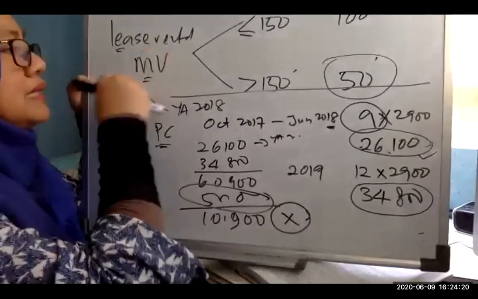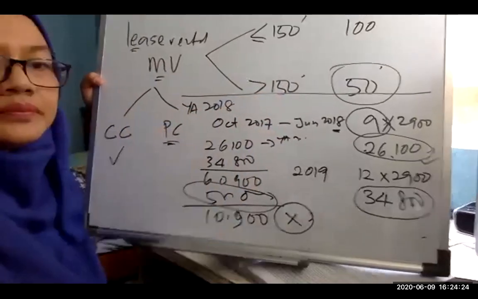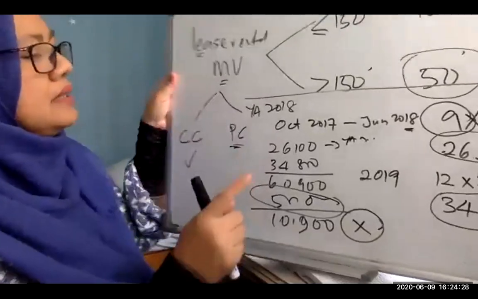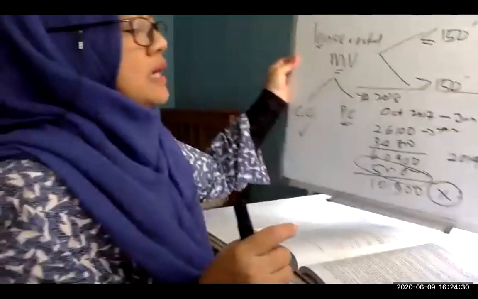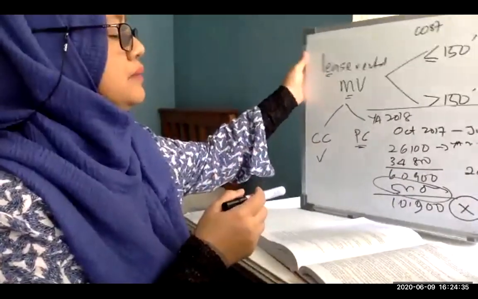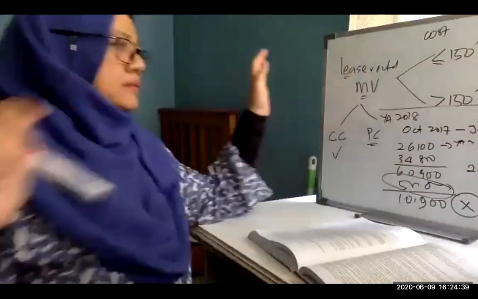Kadang-kadang student ada je jawapan satu ketul je. I pun tak tahu mana dia dapat. Sama dia dapat pada orang sebelah ke? I don't know. Yeah? So, this is lease rental. So, whenever you come across lease rental, you know what to do, yeah? So, kalau dia 100,000, then everything is allowable lah. But sekarang ni dia punya maximum is only 50,000. 50,000. Okay.